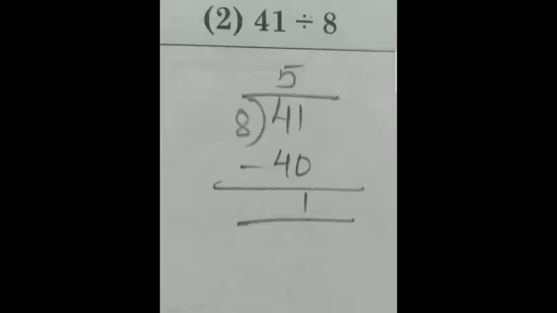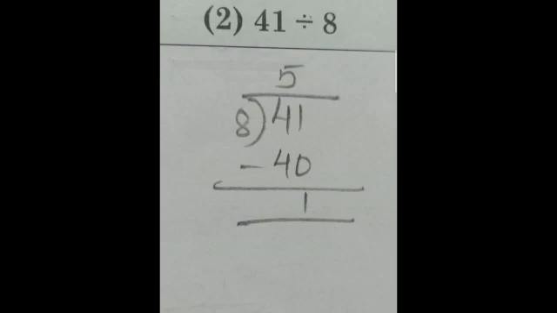Now students, in this you can see how we have done the division. 41 is the dividend and 8 is the divisor. We have to find the number which is less than 41, and that is 40, because 8 fives are 40. We did the simple division, that is 8 fives are 40.